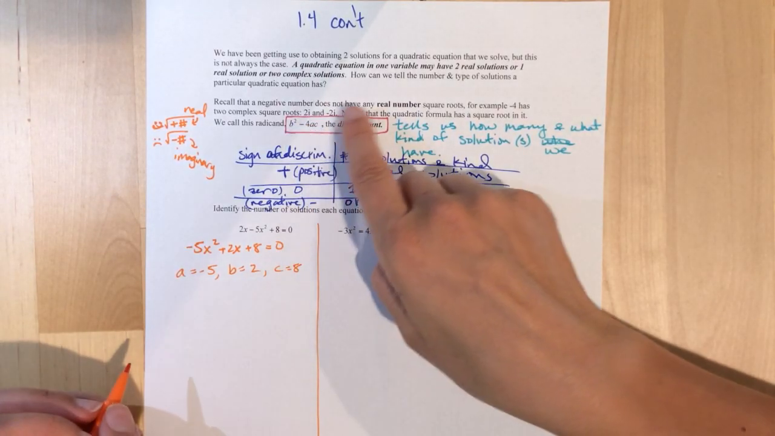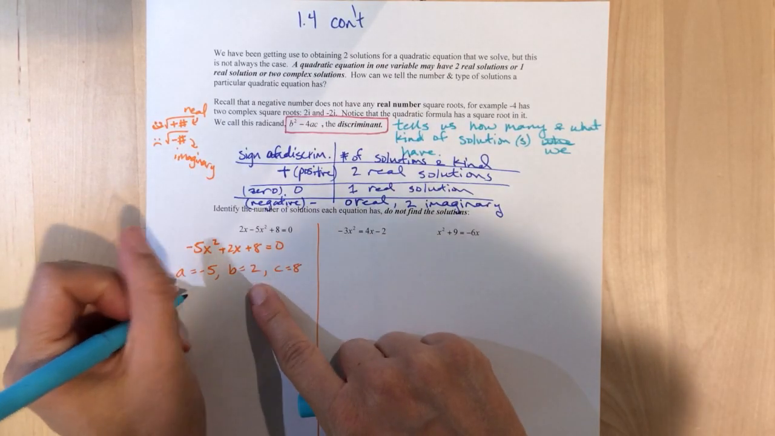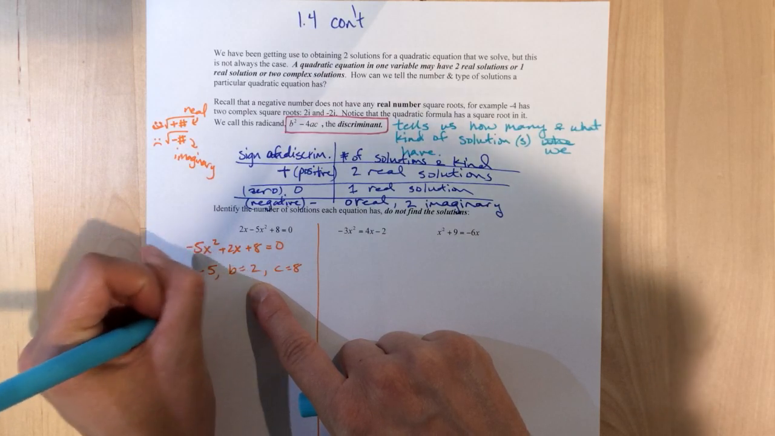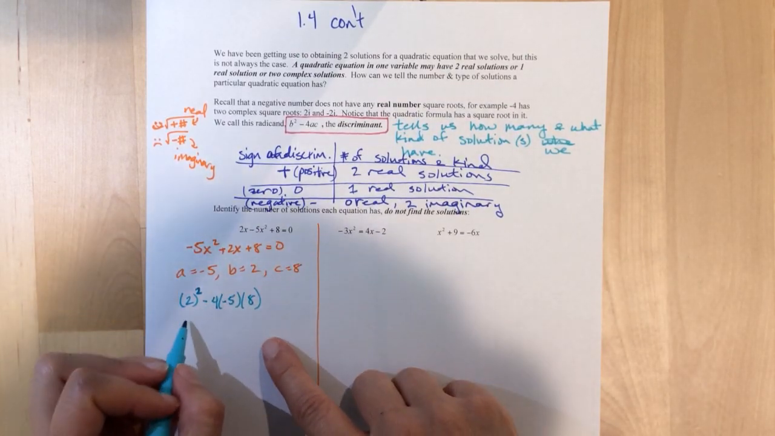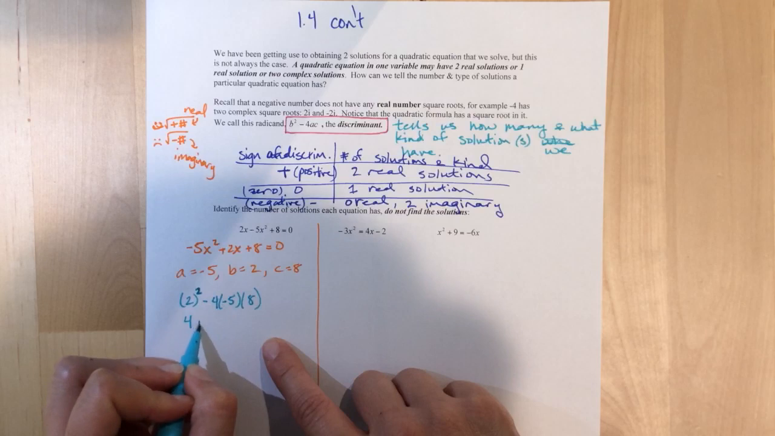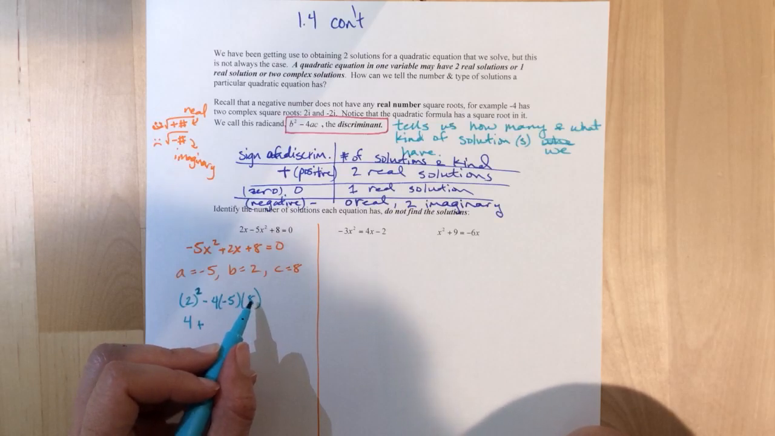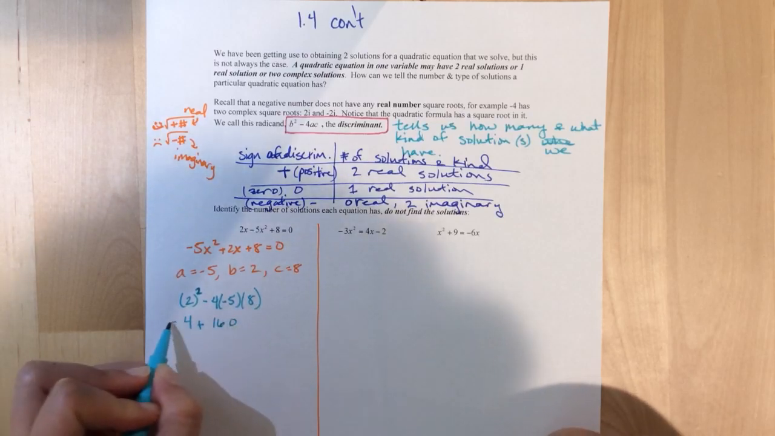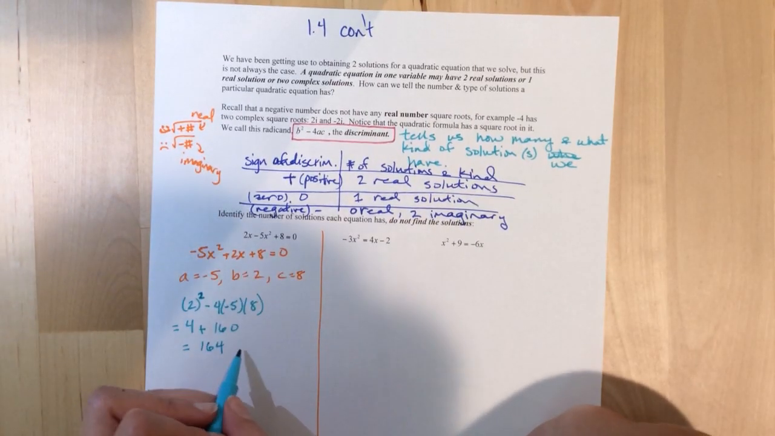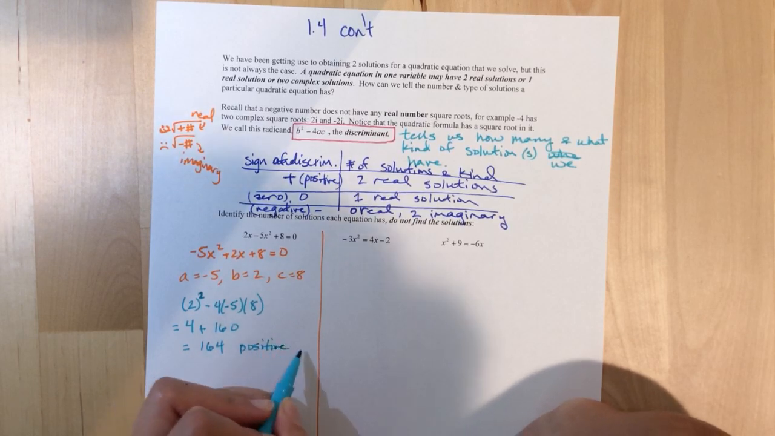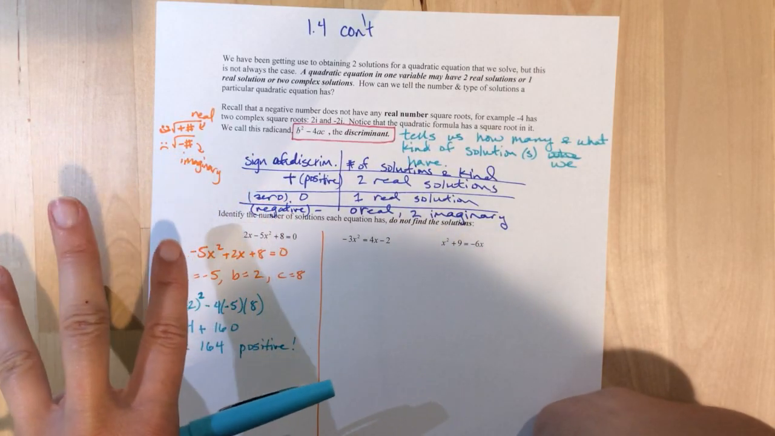So now, using the b squared minus 4ac, I've got 2 squared minus 4ac. So this is 4 minus, and a minus is a positive, 4 times 5 is 20, times 8. 2 times 8 is 16, add the 0 is 160. So this is 164, right? So this is a positive number. It's positive, right? So is that 1 real, 2 reals, no real or 2 imaginary?